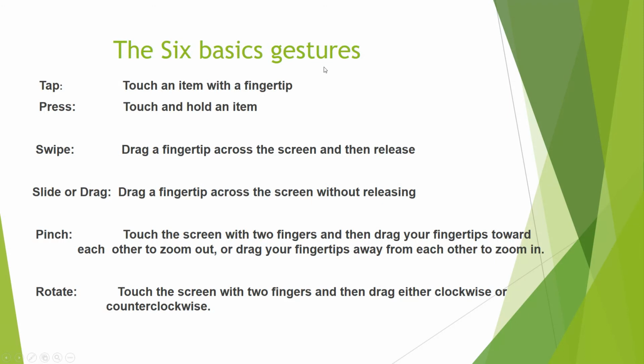So here we will discuss 6 basic gestures. First one is the tap. Touch an item with a fingertip. When you touch the icon or any item on your cell phone or tablet or computer with your fingertip, it is called the tap. Then press: touch and hold an item. Swipe: drag a fingertip across the screen and then release. Slide: drag a fingertip across the screen without releasing.